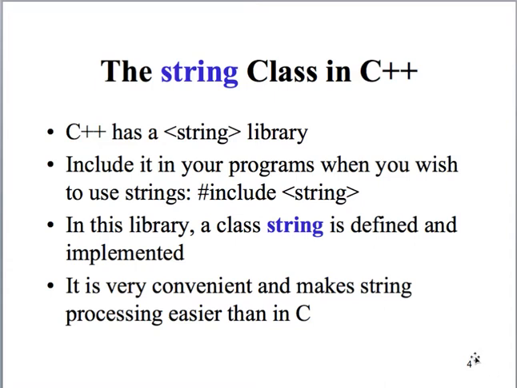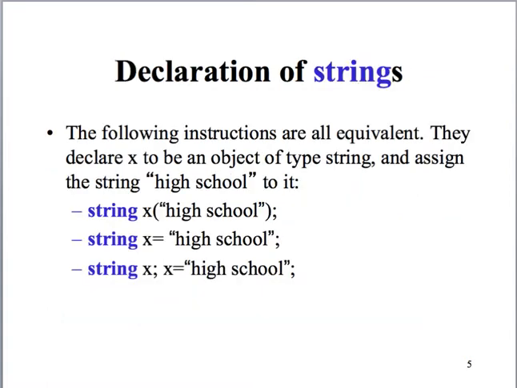So in C++ then we have a string class. We have to include the string library, so pound include string. That's if you've included the standard namespace, or include string.h. It makes it a lot easier to work with strings and much more convenient, as you'll see in the upcoming examples.